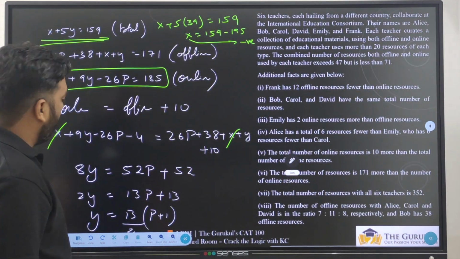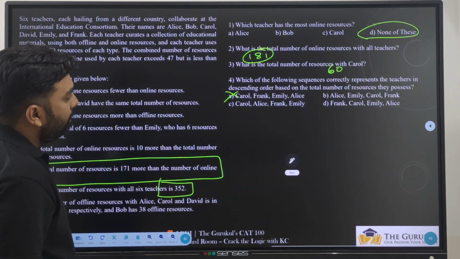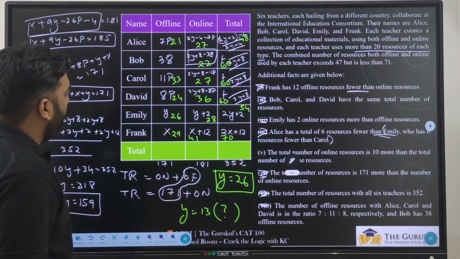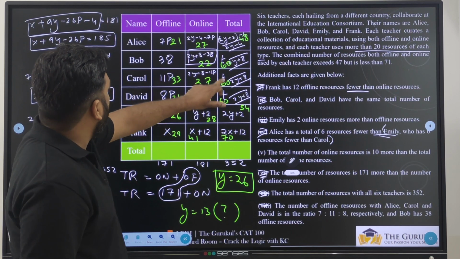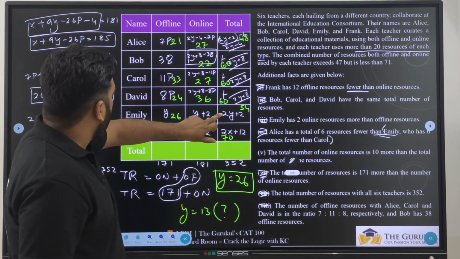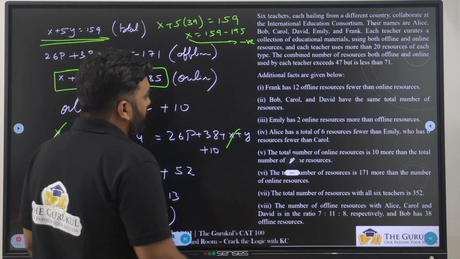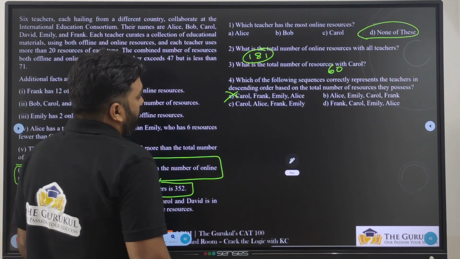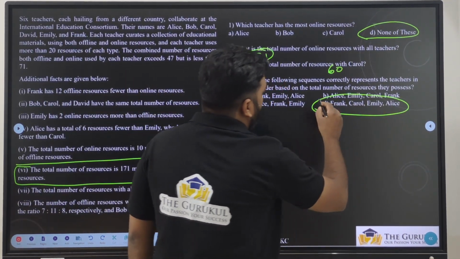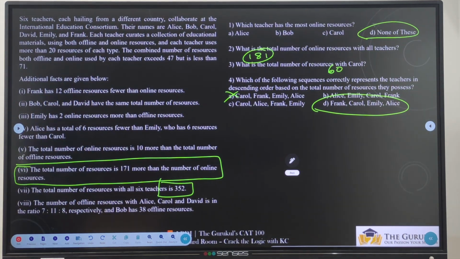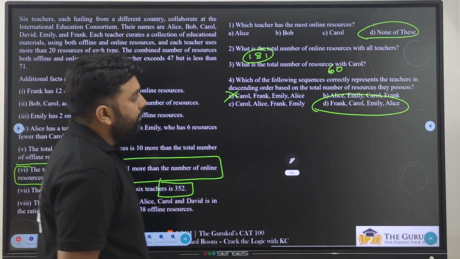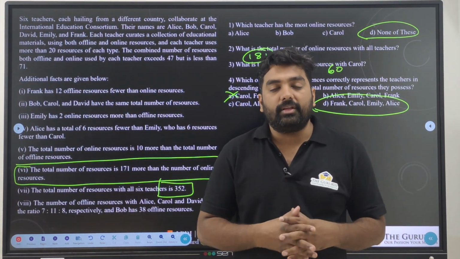Okay, let's look at the other two options also over there. F, C and E, A. F, C, E, A. Perfect. So the answer is option D. This has the exact descending order. Clear? Perfect. So with this we'll end the set over here.